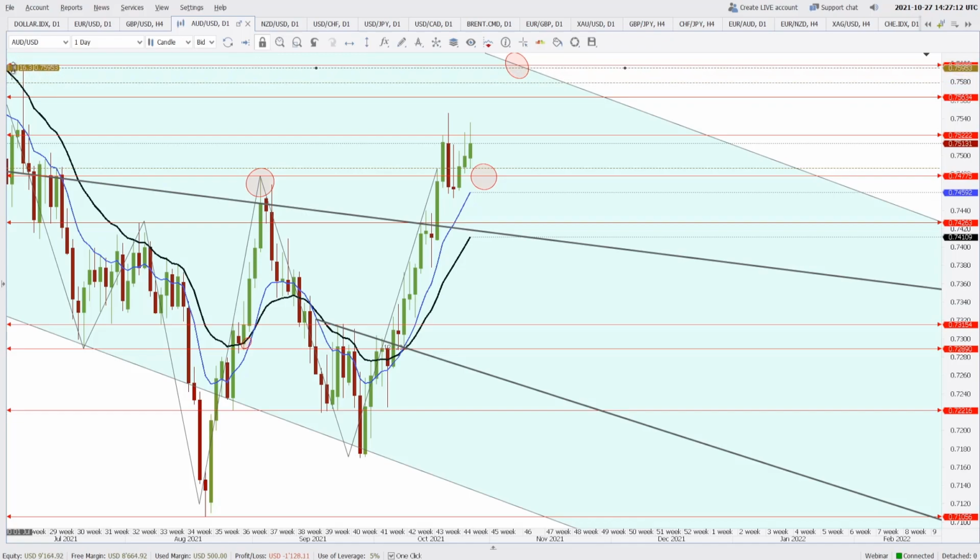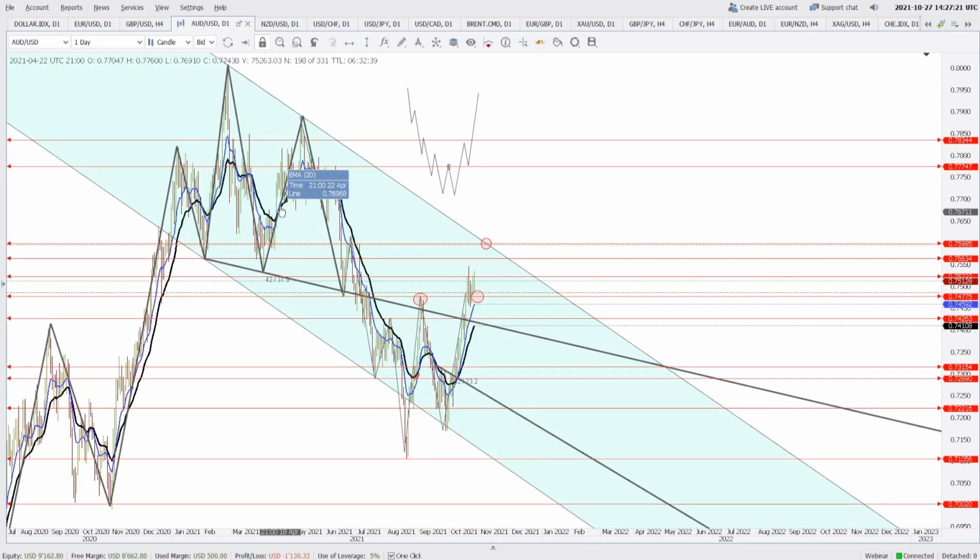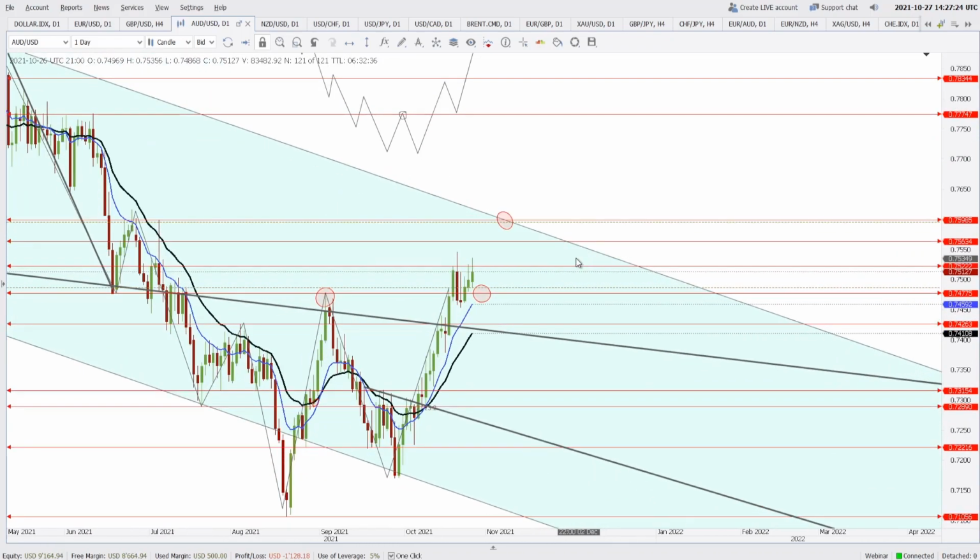I want the price to alert me when it goes to 0.7595, because there may be a selling opportunity here. In the very long term this is a selling market, and if we get a selling opportunity here, it would be a good idea.